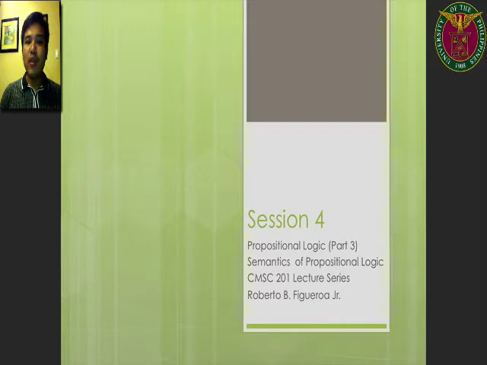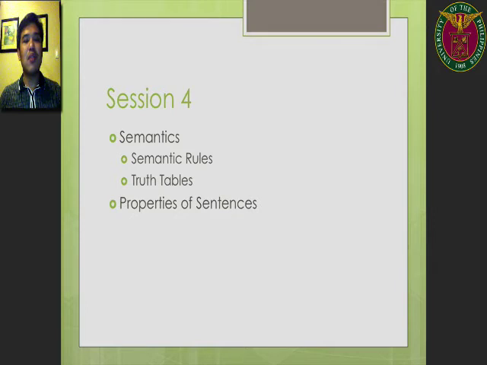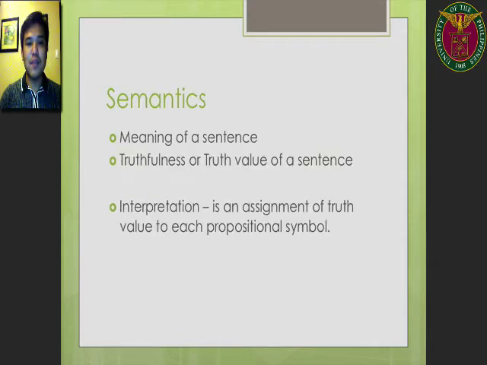We are at our fourth session and we're still talking about propositional logic, but this time we'll be dealing with semantics. So under semantics, we'll be talking about semantic rules of different connectives, how to create truth tables, and some properties of sentences. So what is semantics? Semantics is just the meaning of a sentence or a set of propositions. It deals with truthfulness or truth value of a sentence or propositional expression.